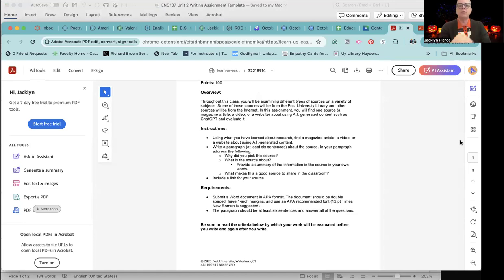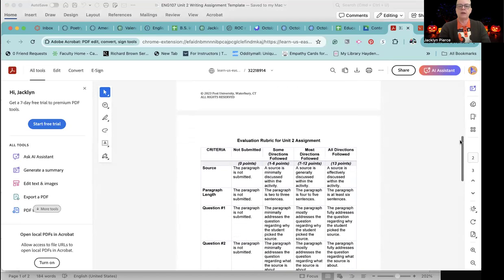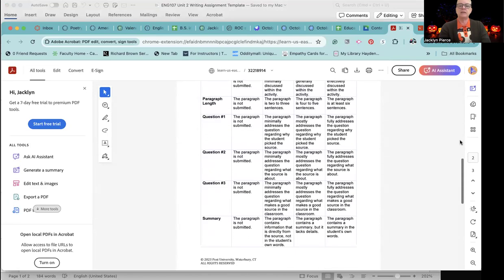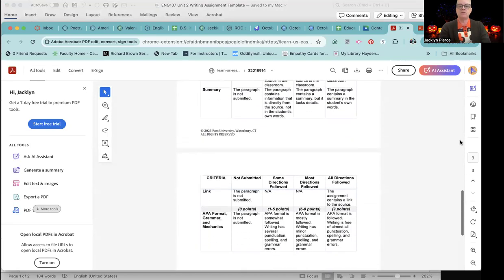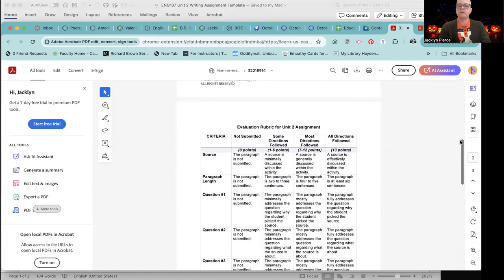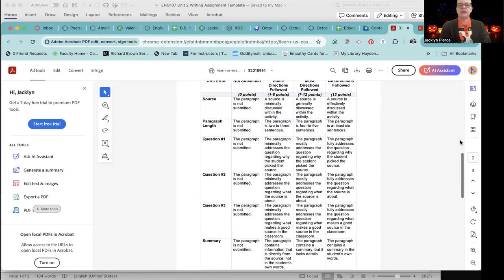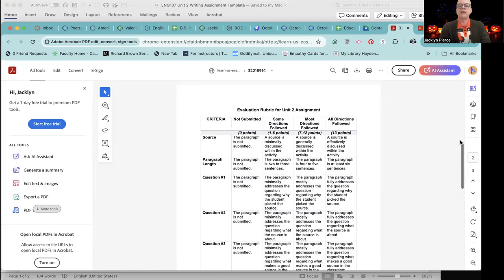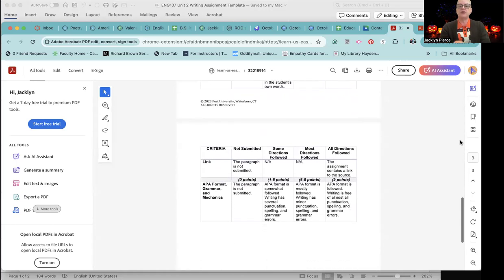So you really want to use this to hone in on what you're doing. And every time you have one of these, you'll also have a rubric at the end. We're going to dig more into rubrics in one of the assignments, but essentially you can then see, okay, if I don't have a source, I get 0 points. If I do have a source and I discuss it within the activity, I can get all directions followed. So essentially you want to use the rubric as you're writing it and also before you turn it in.